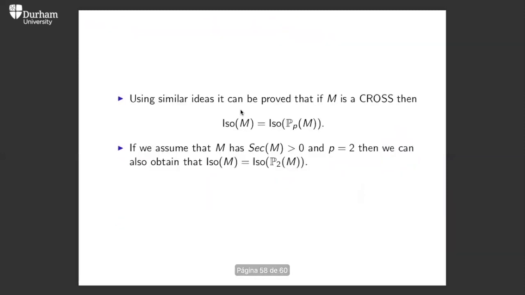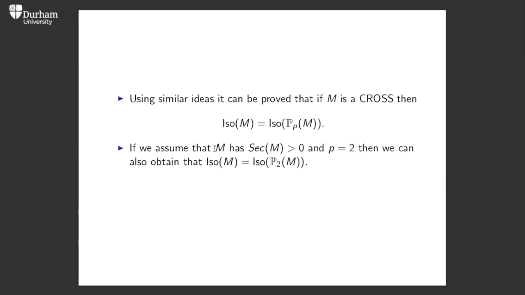Well, using similar ideas to the ones I presented just now, we can repeat this for every compact rank 1 symmetric space, and obtain the same thing, that the isometric groups of the Wasserstein space and of the manifold are the same. And if we assume that M has strictly positive sectional curvature, and that the exponent is p equals 2, then we can also obtain the result.